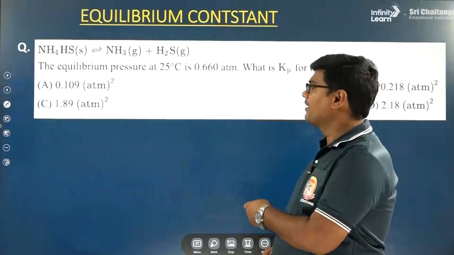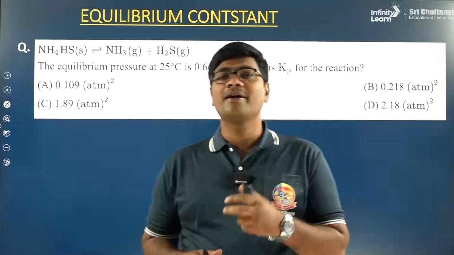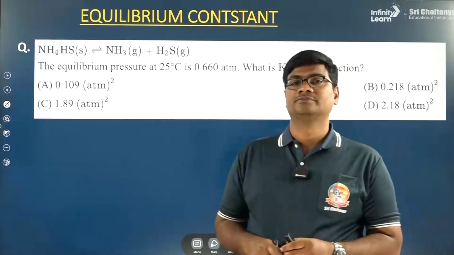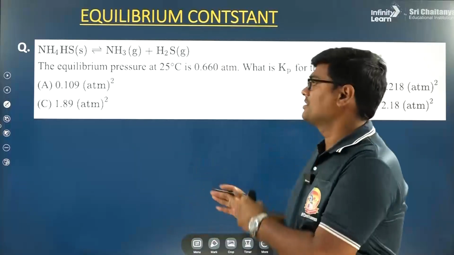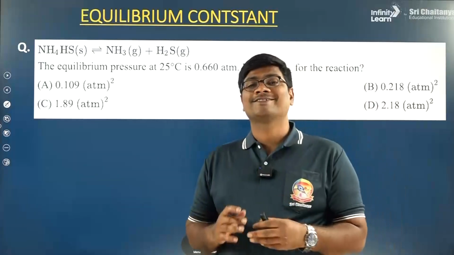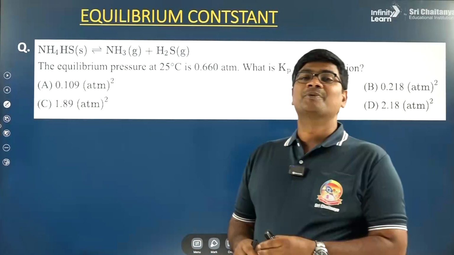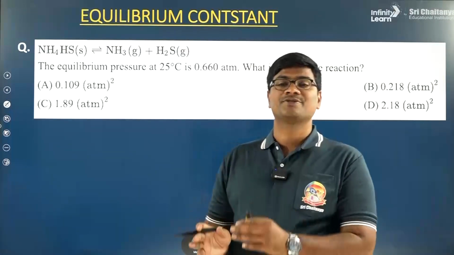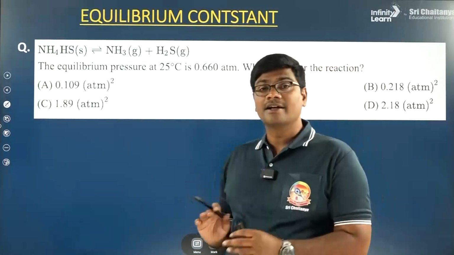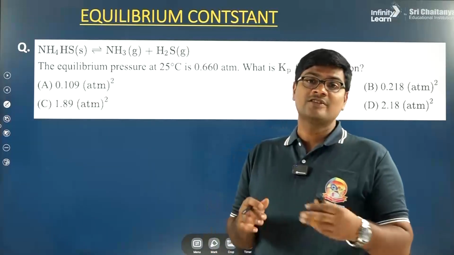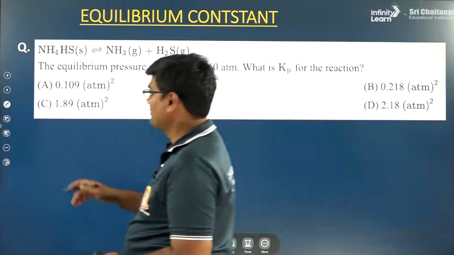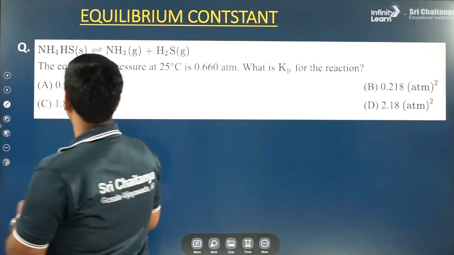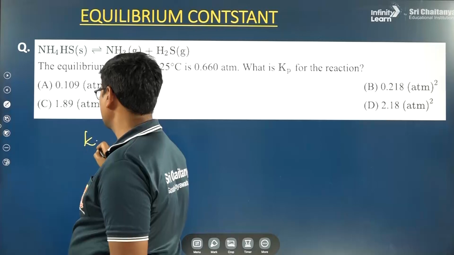Let's go for the next question. This is a numerical based on the equilibrium constant value. So here let us see the equation: ammonium hydrogen sulfide solid is decomposing to ammonia gas and H2S gas. Since here it is a heterogeneous equilibrium, as we know, for solids at equilibrium the activity is taken to be 1. For example, here how to write the equilibrium expression for this?